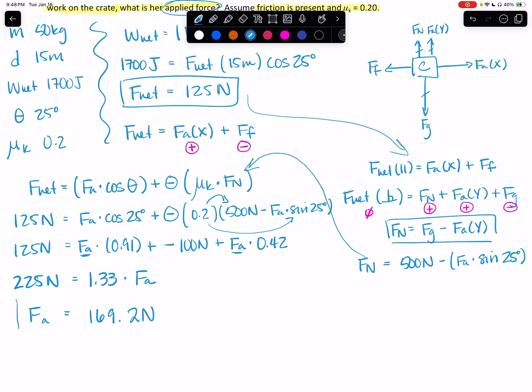All right, so in other words, if I apply a force of at least 169.2 newtons at an angle of 25 degrees above the horizontal, in the presence of this percentage of friction, I will have a net amount of work of around 1,700 joules. Okay? All right, so this is just some examples of how to use that net work equation.